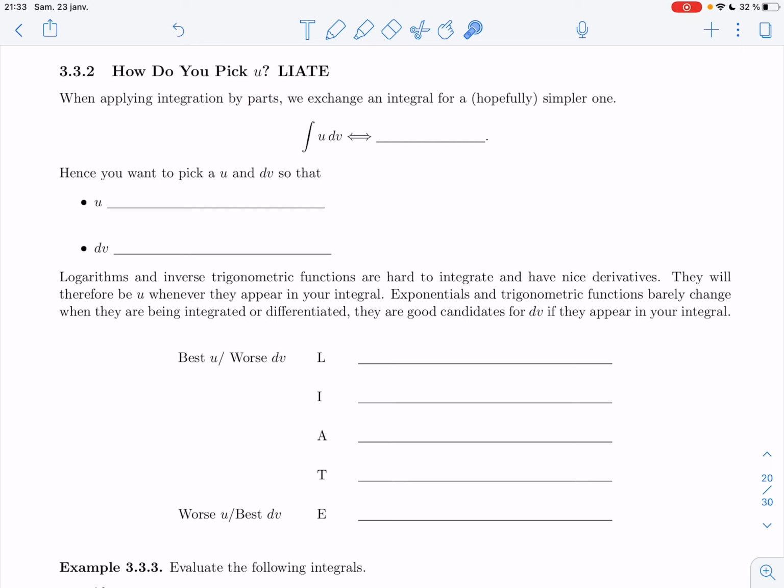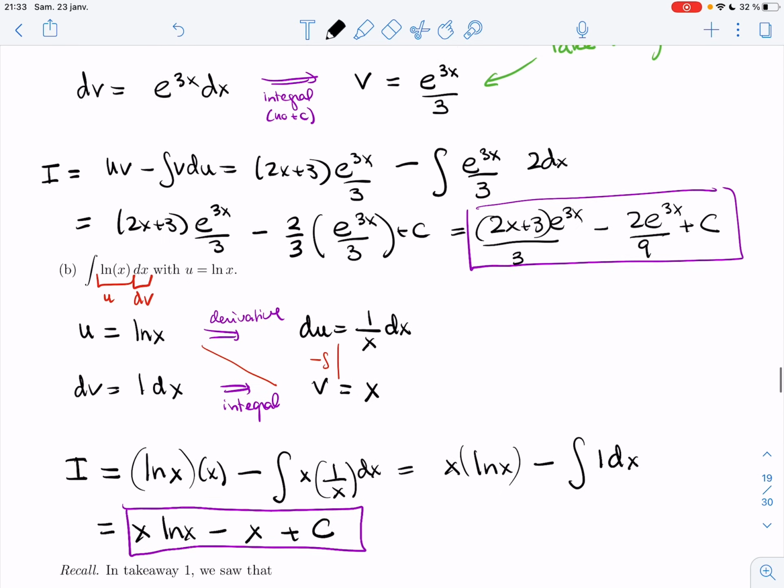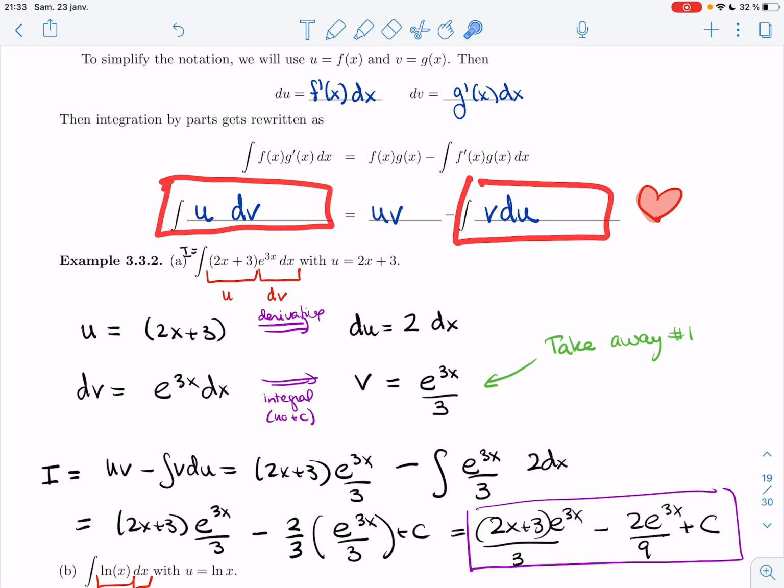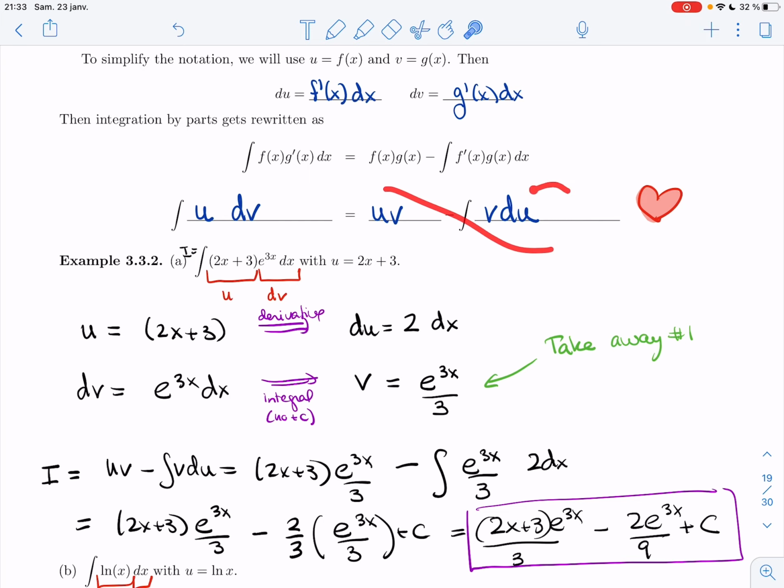All right, so when applying integration by parts, we exchange an integral for a hopefully, that's if you choose the right u, simpler one. So really, if you look back at the formula for integration by parts, this is the one we start with, and we end up having to evaluate that one. So hopefully this one should be easier. Otherwise, you scratch this and you go back to the original one.